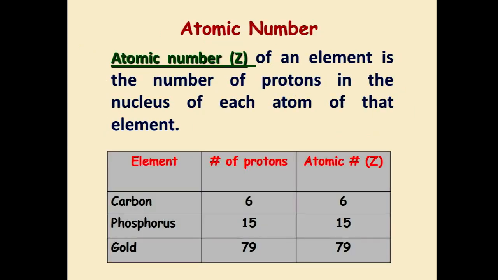Now, atomic number. Atomic number of an element is the number of protons in the nucleus of each atom of that element. For example, carbon has 6 protons in its nucleus, so its atomic number is 6. Similarly, phosphorus has 15 protons in its nucleus, so its atomic number is 15.